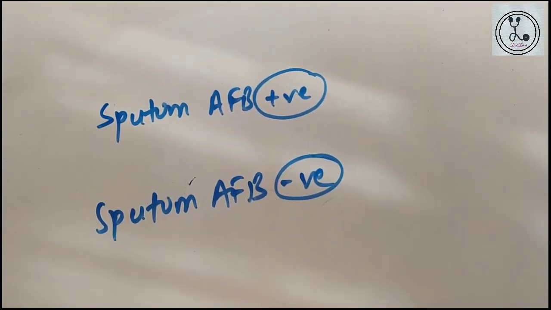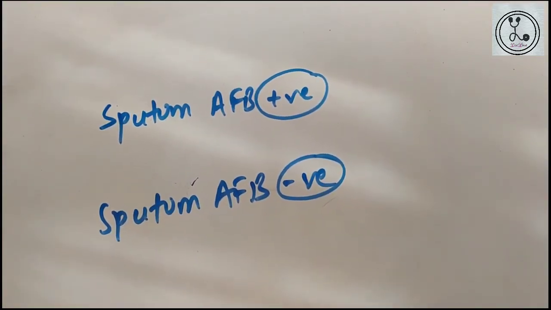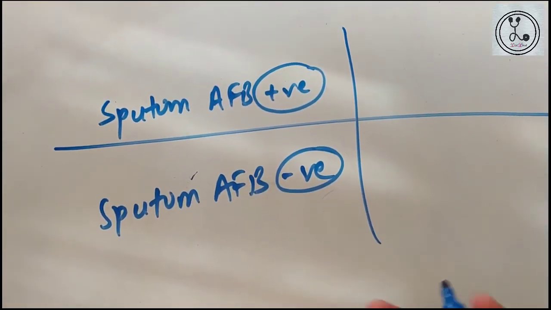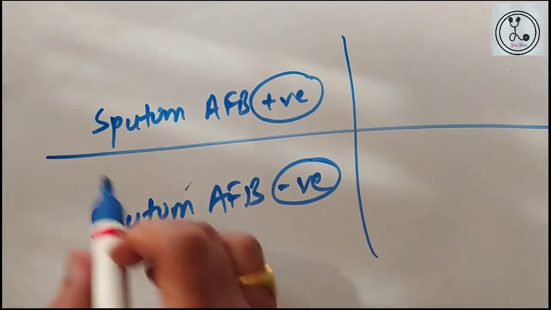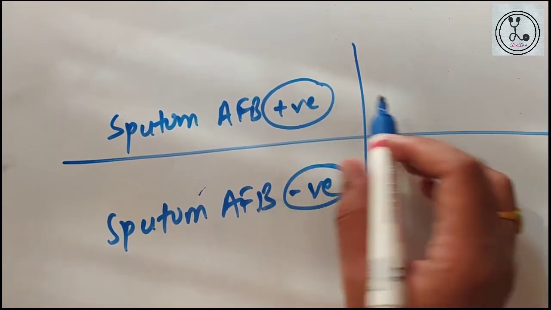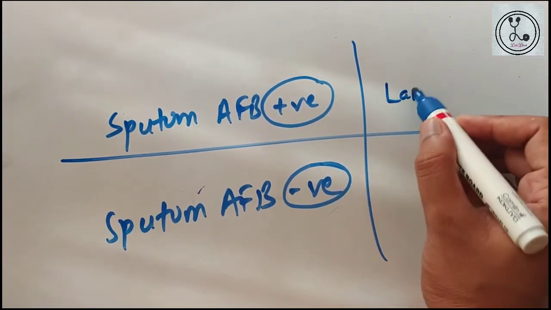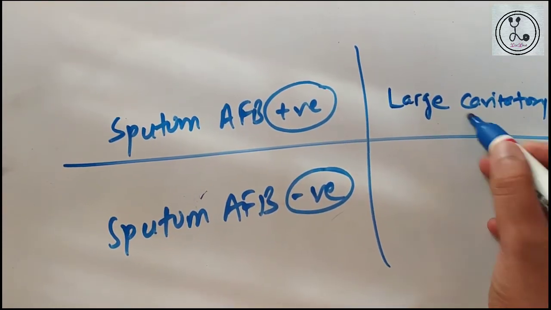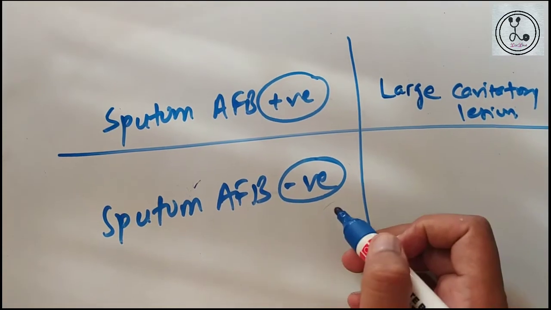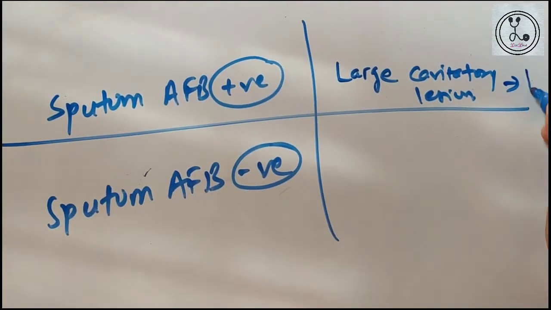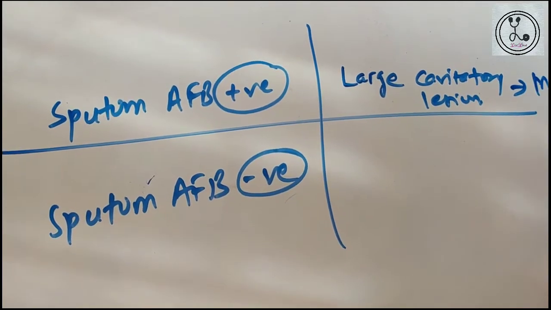So let's do some workup. Let us suppose a person comes with the history or the classical signs and symptoms of tuberculosis, and the sputum AFB is positive. If the sputum AFB is positive, it indicates that the person has a large cavitary lesion in the lungs, and you should simply think that there are more bacteria.